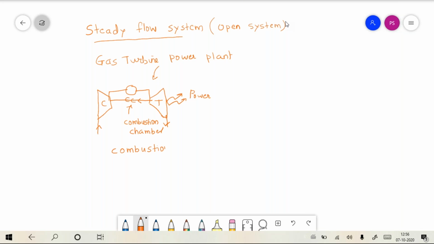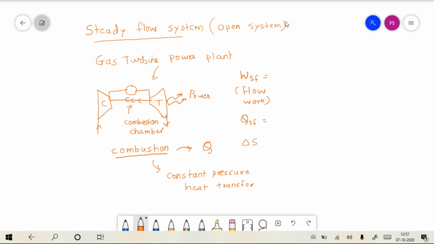Now we need to figure out that if there is an open system like a combustion chamber, which behaves as a steady flow system, and the ideal gas is the working fluid, then what are the expressions which would help us calculate the work transfer, the steady flow work, also called flow work? What is the expression for heat transfer in steady flow? What is the expression for entropy change, and also change in internal energy?